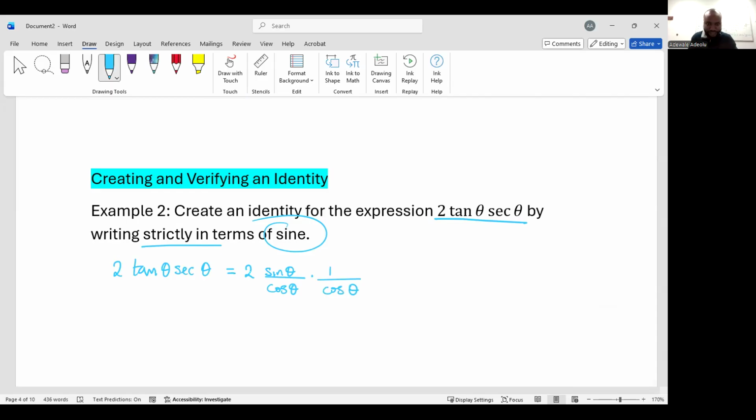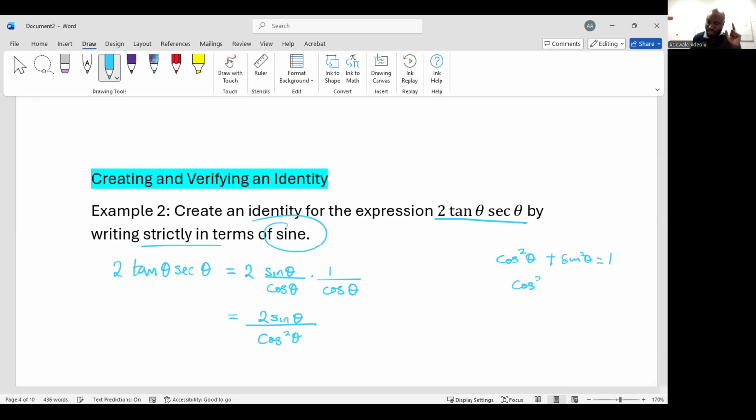Okay. Looks like nothing is canceling out. What else can we do? Well, maybe we can multiply things out. So 2 times sine theta times 1, I have 2 sine theta divided by cosine theta times cosine theta, that is cosine squared theta. Oh, I know that cosine squared of theta plus sine squared of theta is 1.